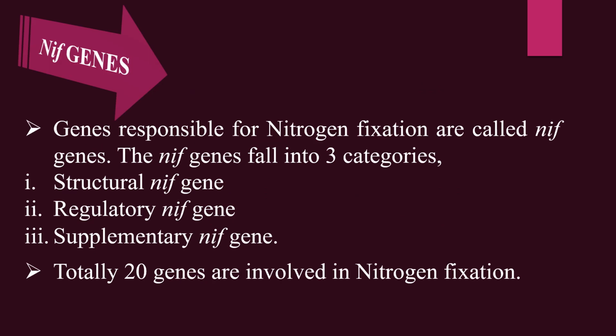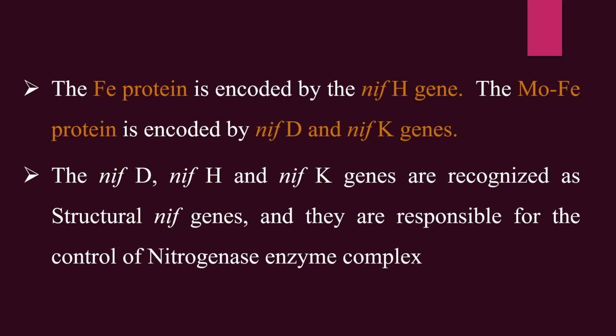There are three major genes that are responsible for nitrogen fixation, and one of them is the NIF genes. The NIF genes fall into three categories, namely structural NIF gene, regulatory NIF gene and supplementary NIF gene. There are 20 NIF genes that are involved in nitrogen fixation. The iron protein is encoded by the NIF-H gene and the molybdenum iron protein is encoded by the NIF-D and NIF-K genes. The NIF-D, H and K genes are recognized as structural NIF genes and they are responsible for the control of the nitrogenase enzyme complex.